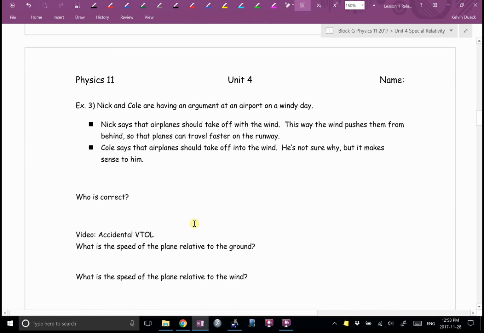Example 3, Nick and Cole are having an argument at an airport on a windy day. Nick says that airplanes should take off with the wind. This way the wind pushes them from behind so that planes can travel faster on the runway. Cole says that airplanes should take off into the wind. He's not sure why, but it makes sense to him. Who is correct? If you're at an airport, do you want to take off with the wind at your back, or do you want to take off with the wind in your face?